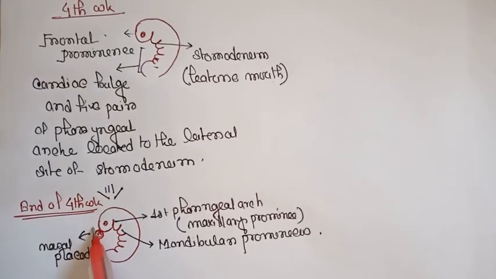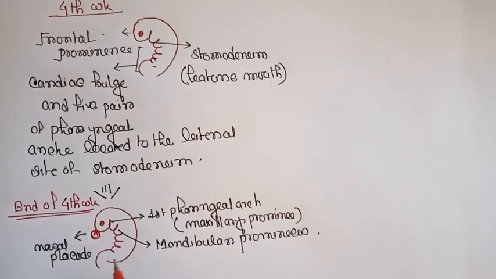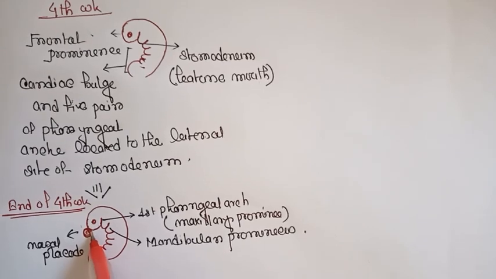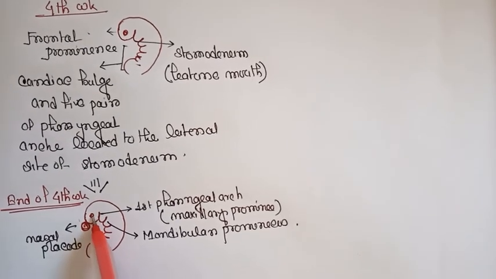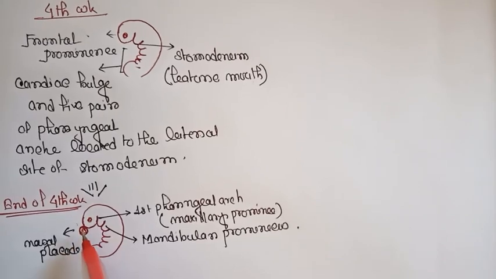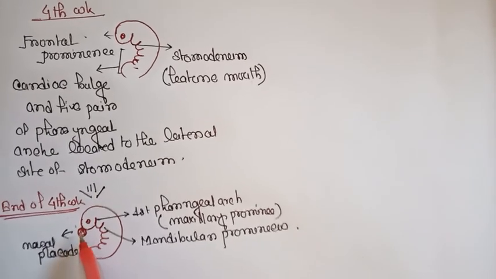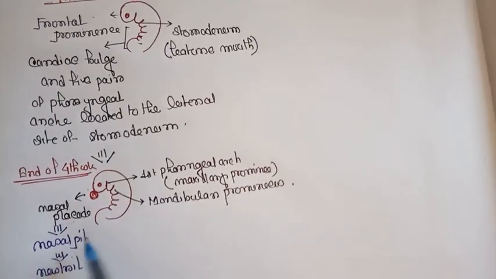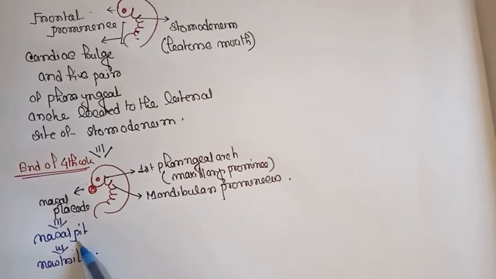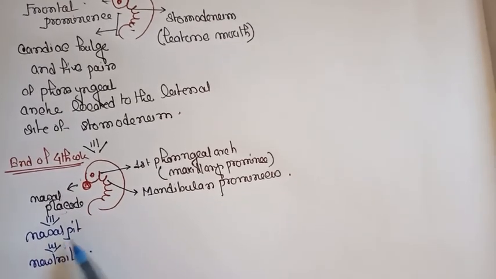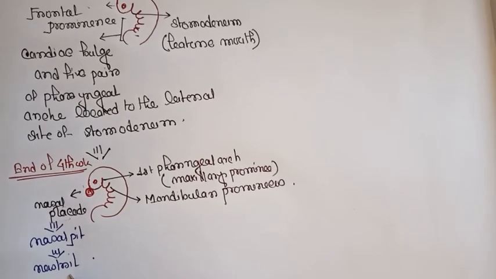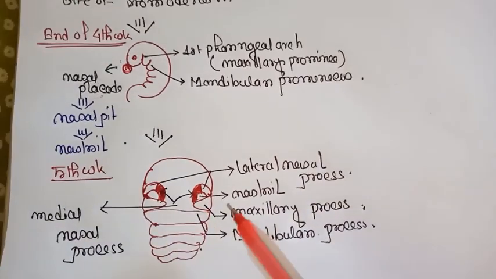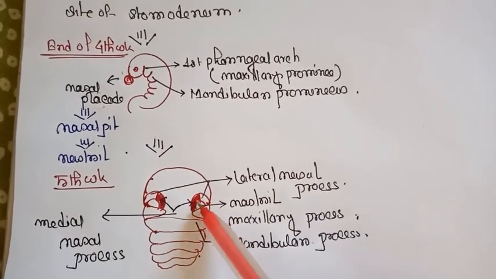At the end of the 4th week, two localized epithelial thickenings appear on the lateral side of the frontal prominence. This is the frontal prominence and this is the lateral side. This epithelial thickening is called the nasal placode. The nasal placode forms the nasal pit, and a few days after, this nasal pit forms the nostril. In the 4th week of gestation, the nostril is formed, and around the nostril is the nasal process.